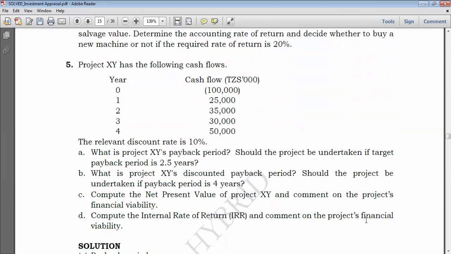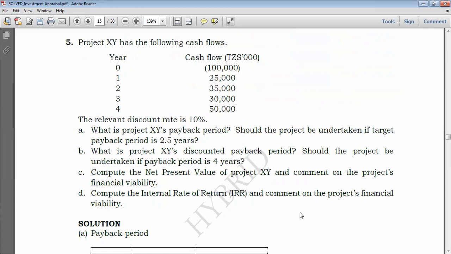Here, take a look at question number 5. Now, this question, we already did payback period, and now we are on discounted payback period. We are given a question here. Project XY had the following cash flows, year 0 to year 4. Year 0, there's a cash outflow of $100,000. Year 1, 25, year 2, 35, year 3, 30, and year 4, 50. We are told the relevant discount rate is 10%.